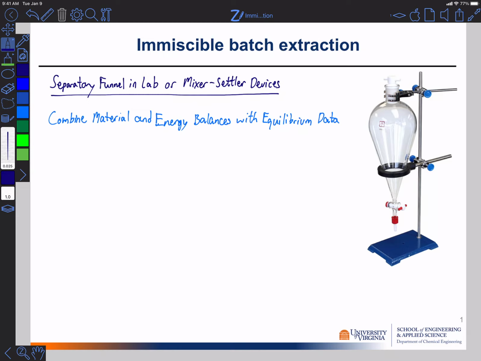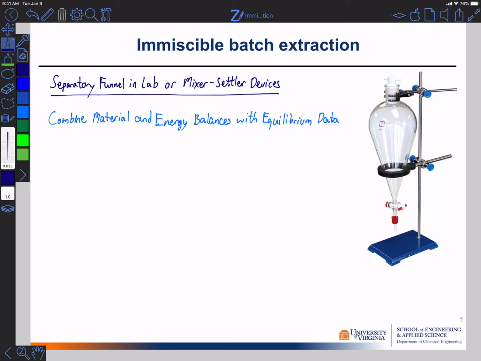Ultimately, this idea of immiscible batch extraction is analogous to the separatory funnel experiment in lab, right? We talked a little bit about extracting caffeine from tea using methylene chloride. We could shake up a mixture of methylene chloride and tea in a separatory funnel, let it settle out into an aqueous and an organic layer, and we could collect that organic layer now containing the caffeine and then further recover the caffeine from the methylene chloride solution. Industrially, this is done using mixer settler devices or processes, and the book talks a little bit more about some of the process details there.